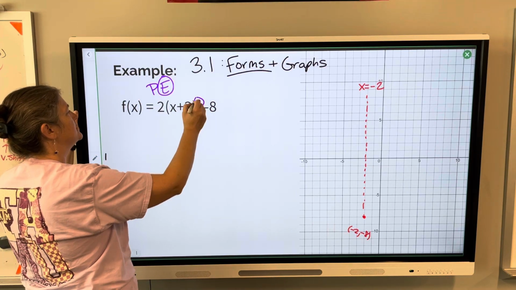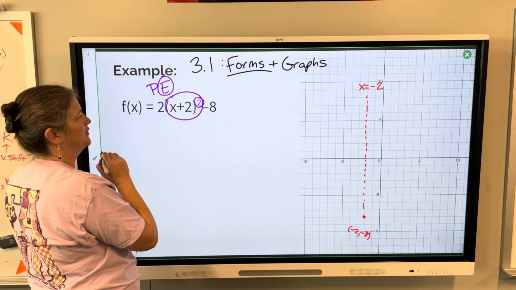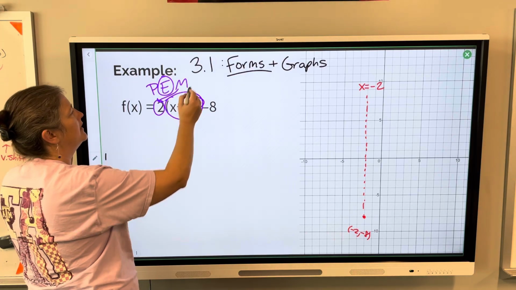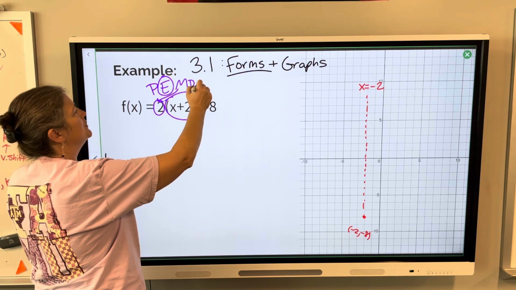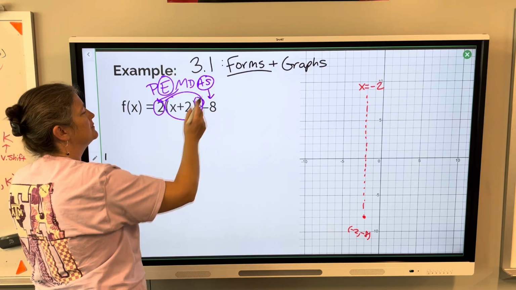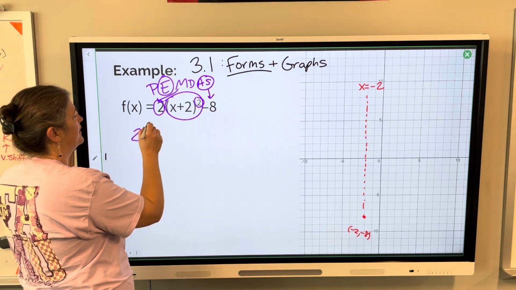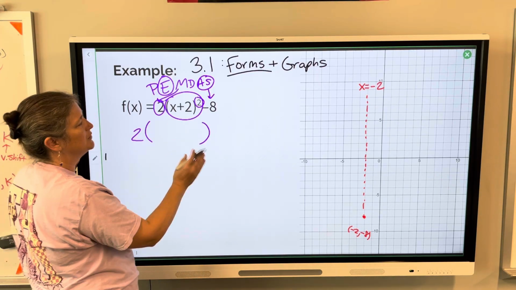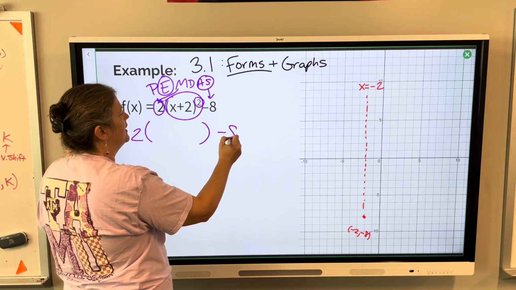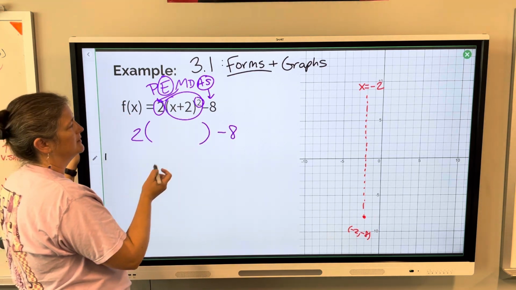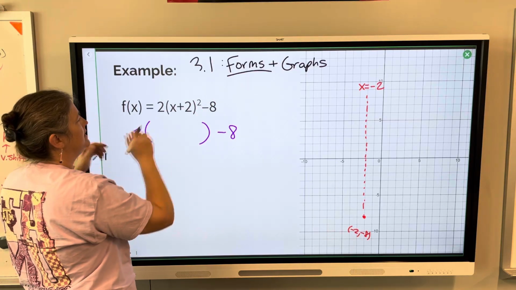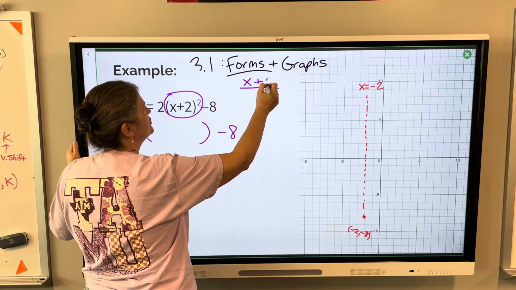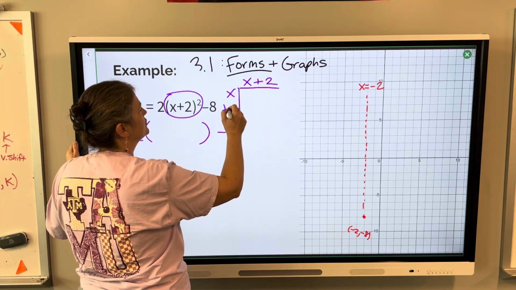The PEMDAS is: do the exponent first, then the M is going to be this 2 multiplying, there is no D, and then we're going to do the A and the S, which will be subtracting the 8. So I'm going to have a format here where I'm going to replace the x plus 2 squared with what it's equal to in standard form. I'm going to then multiply it by 2 and subtract 8. So let's look at that E, that exponent situation. I'm going to multiply out x plus 2 times x plus 2.